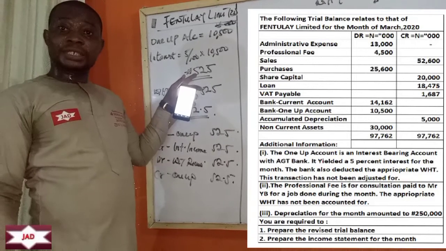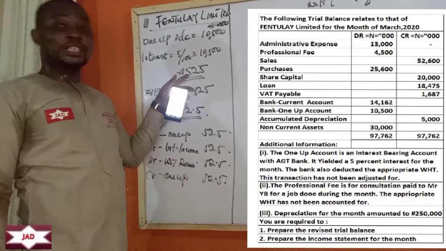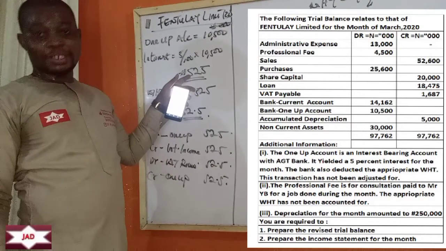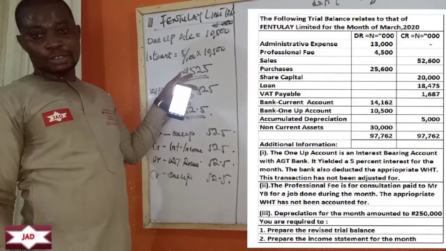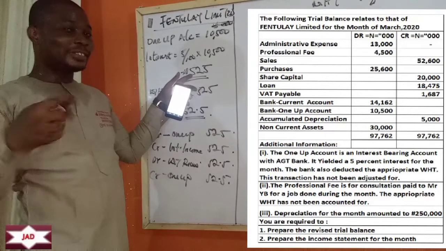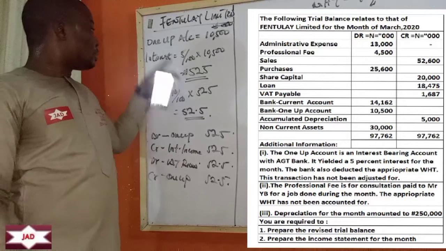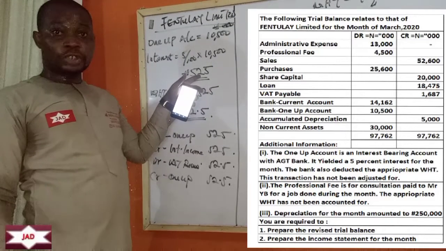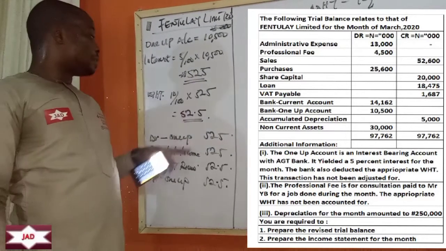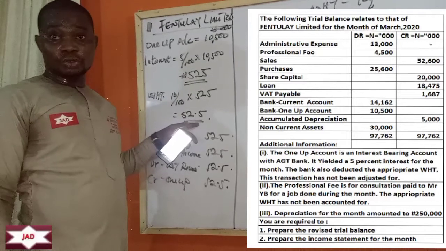Credit you with this. Remember, when the bank is crediting you, you're debiting your bank. When the bank is debiting you, you're crediting your bank. So don't forget your bank reconciliation. So you need that knowledge here now. So go and take that class. So the bank is going to credit you with 525, which is your interest that you have earned. And the bank will debit you with 52.5, which is the withholding tax.